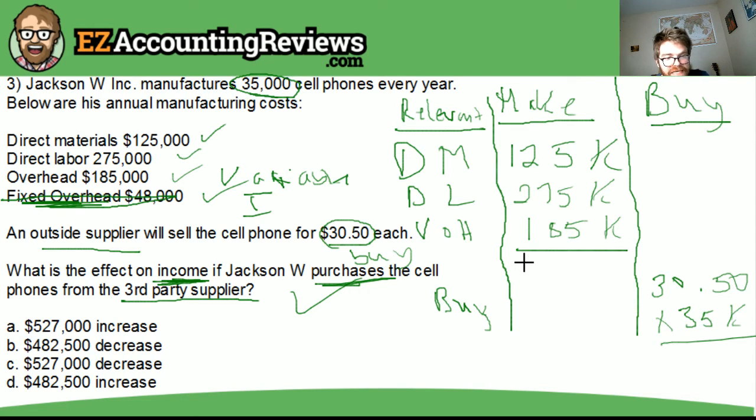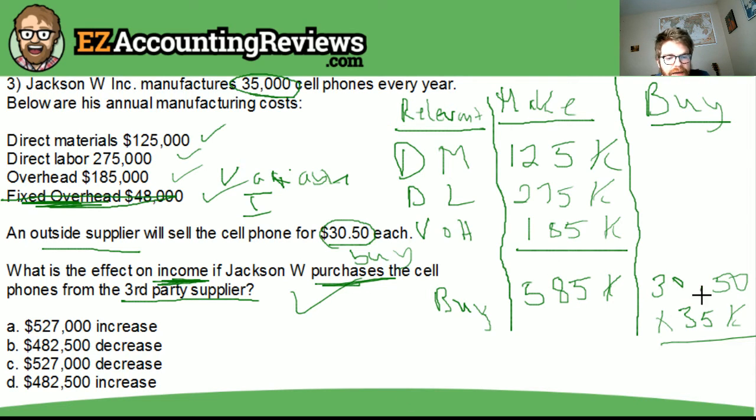So, let's add some stuff up. We're going to start with make. I want you to add this up with me, okay? So 125,000 plus 275,000 plus 185,000. So to make it, it's going to cost you a total of 585K.